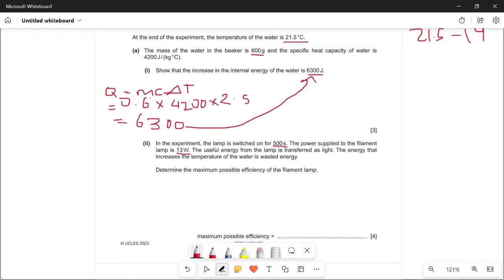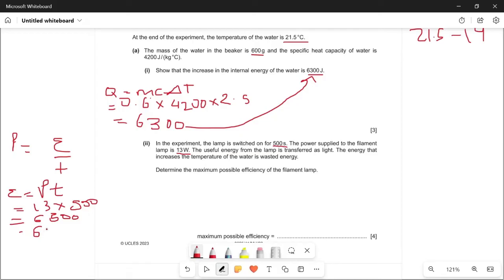So if the total power supplied was 13 watts and it was switched on for 500 seconds, we can calculate the energy. So we know that power is equal to energy over time. If we rearrange this formula, energy would be power times time. So the energy would be 13 times 500, which would give 6,500.